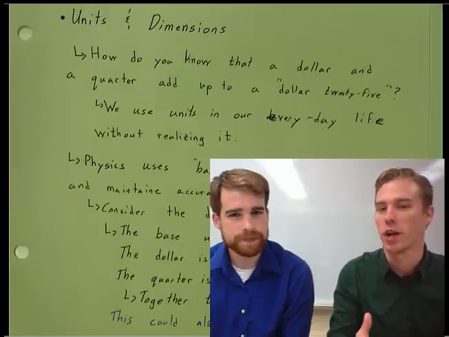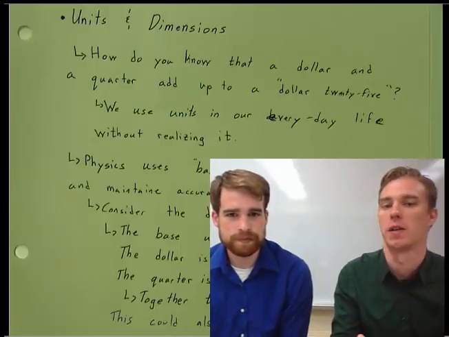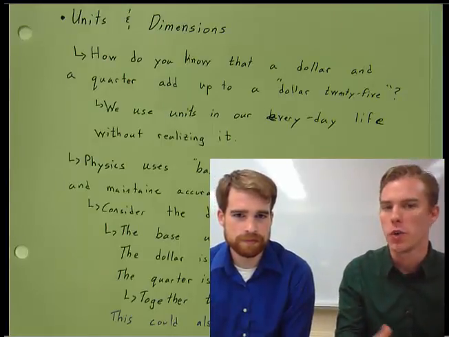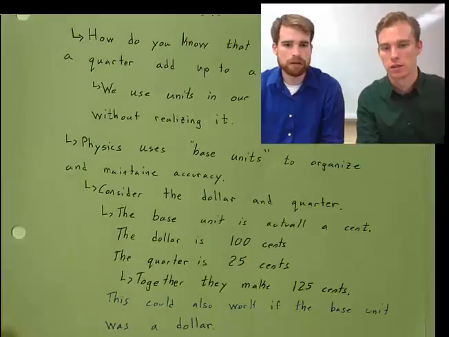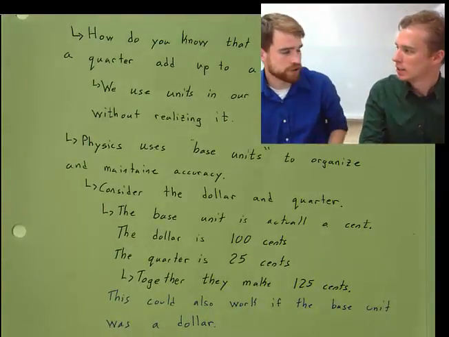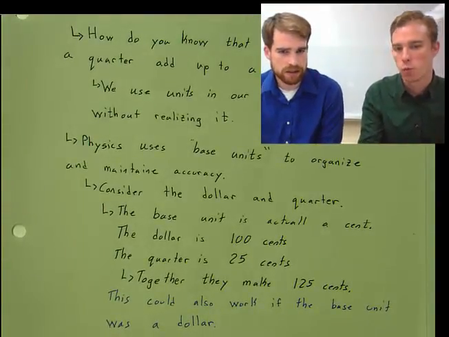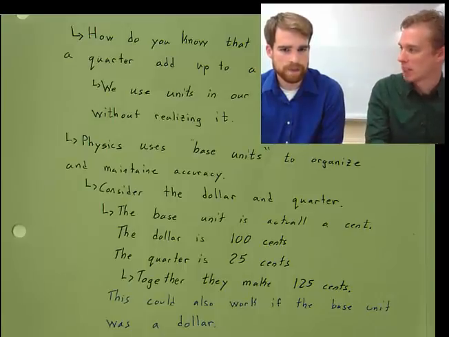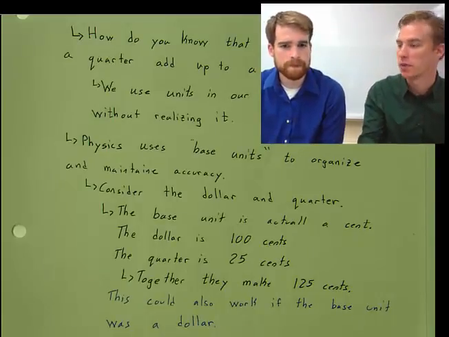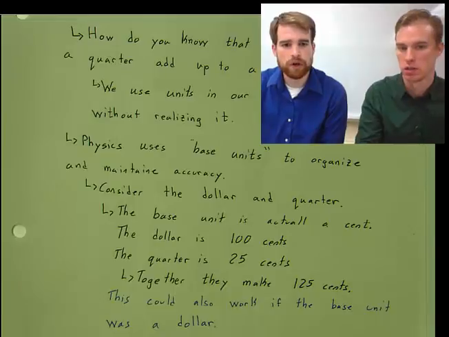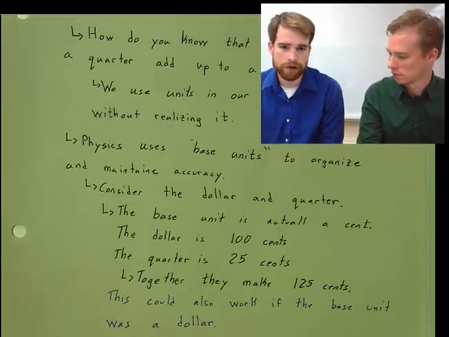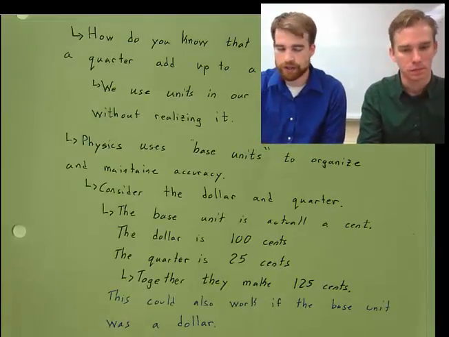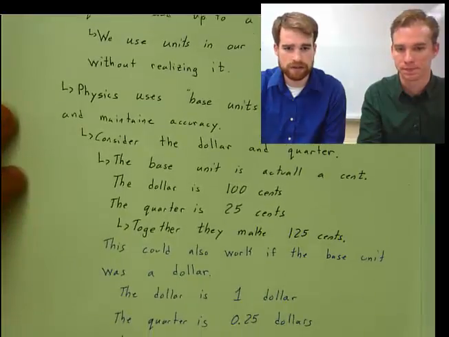So let's start with a question. How do you know that if I give you $1 and a quarter, you actually have $1.25? A base unit is one. So we treat the base unit as 1 cent. Then $1 is 100 cents, and a quarter is 25 cents. So all in all, we have 125 cents, which we can actually break down into a lot of different things.